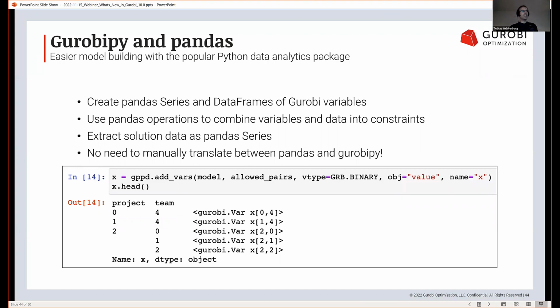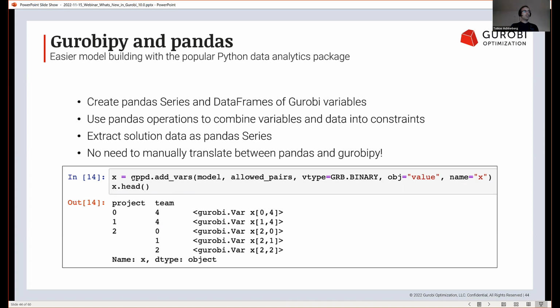Here you can see one example. This allowed pairs is your input, a Pandas data frame, and you plug that into this gppd, the Gurobi Pi Pandas package, add_vars function. Here model is the Gurobi Pi model, and then you just specify the type of the variables and some names and objective and so forth.